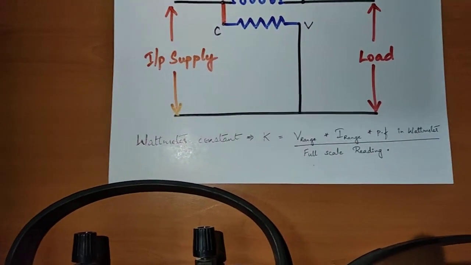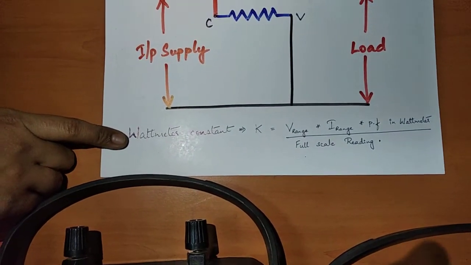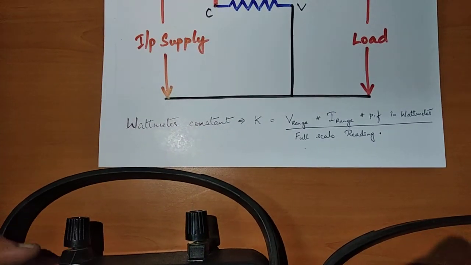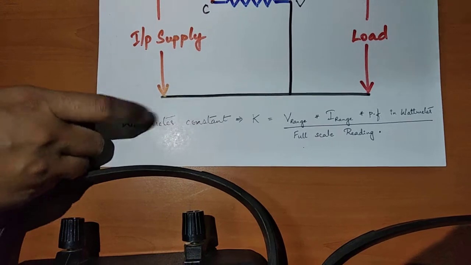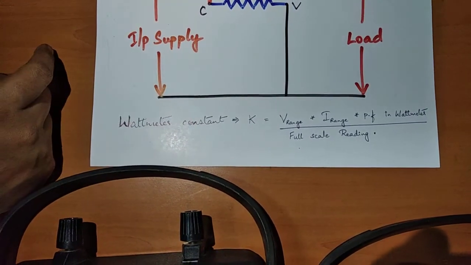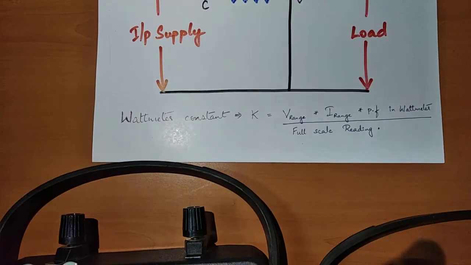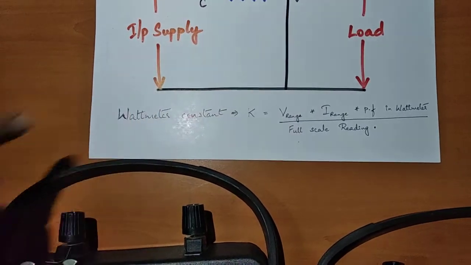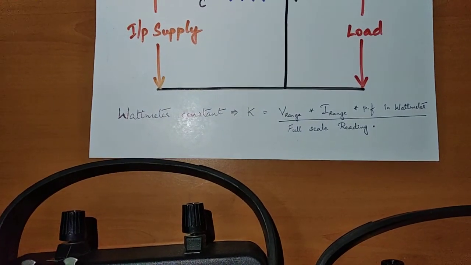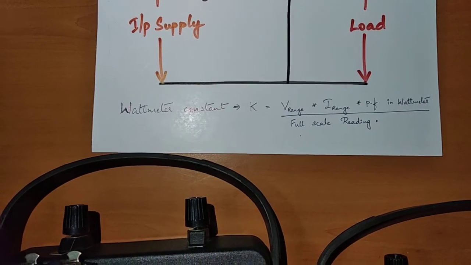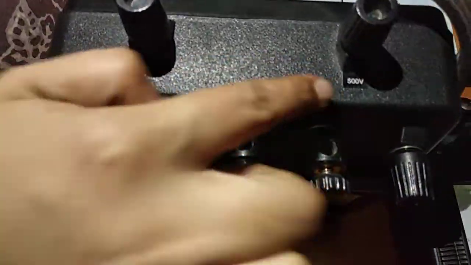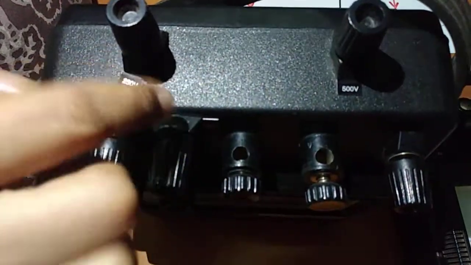Now let us learn how to calculate the wattmeter constant for wattmeters. Every time we use a wattmeter, along with the reading that is displayed on the wattmeter, we also have to multiply it with the wattmeter constant because we are using it to calibrate it for the need of the experiment. So here we have the formula which is given as K equals V range into I range into power factor in the wattmeter divided by full scale reading. Now what is V range? V range indicates the value of the voltage that you have used to connect for the V terminal.